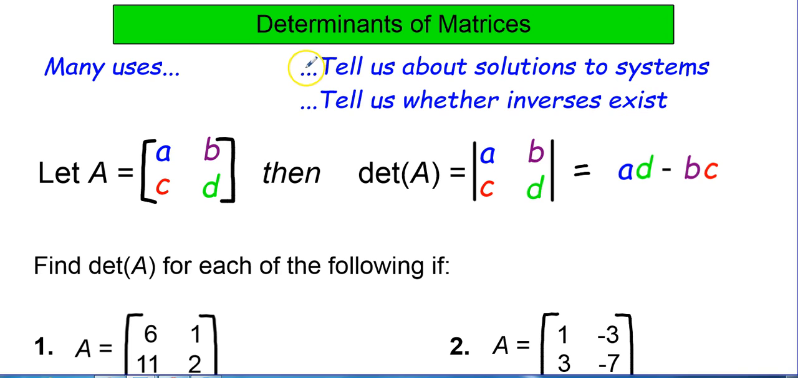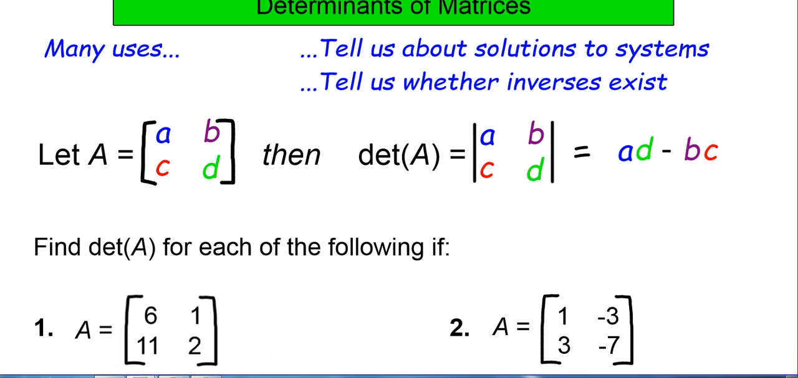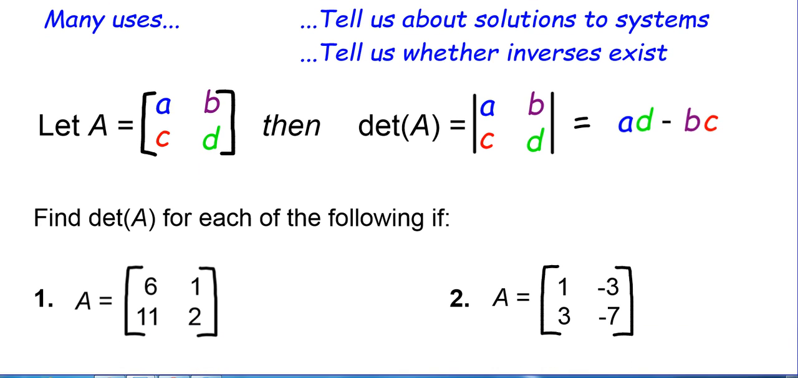First of all, determinants have a lot of different uses mathematically. We're really just looking at the tip of the iceberg for our particular class, but a couple things I want to mention. They tell us about the solutions to systems of equations, and they also tell us whether inverses exist, and we'll talk about these things in class. But for right now, we'll just focus on finding determinants and how to go about that process.